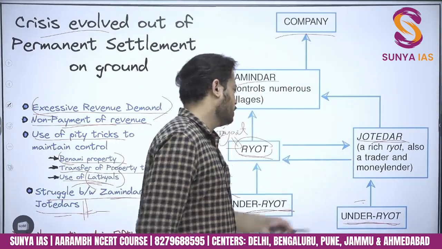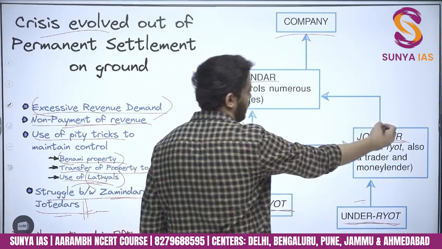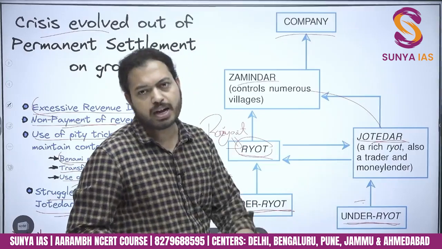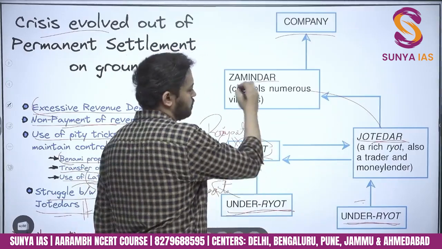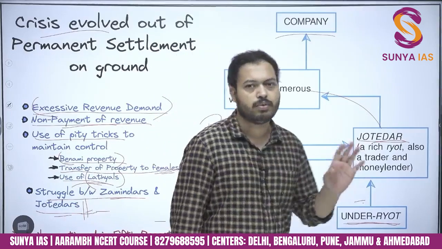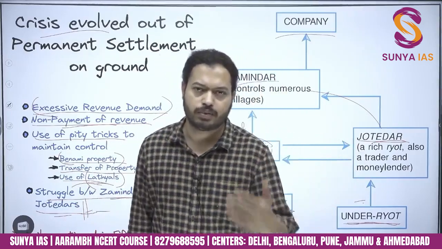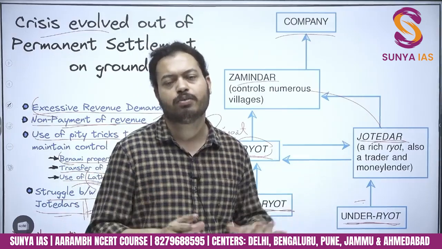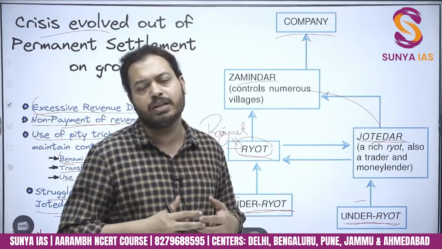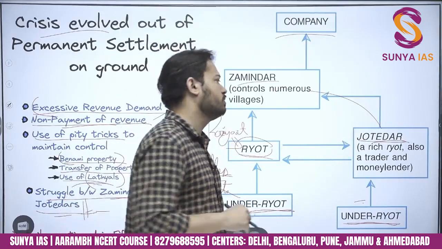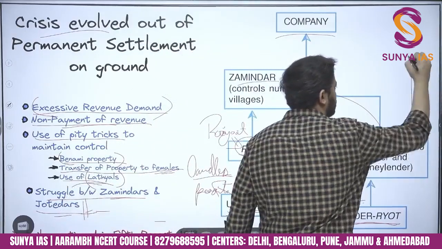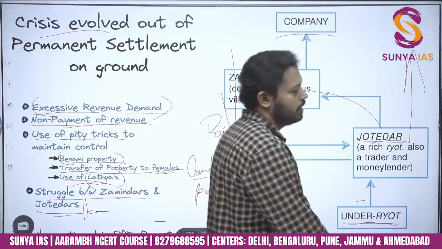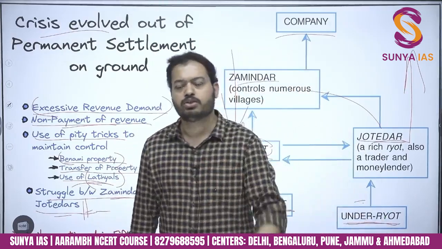So jotedars usually had to officially give the revenue from their land to the zamindars. In certain cases, they were also made to collect the revenue from the rest of the rayats, or in certain cases they took over the leadership of the rayats because the zamindar was anyway not present in Calcutta. In this sense, the jotedar's power started increasing and the power of the zamindar started decreasing. And this created friction between the jotedar and the zamindar.